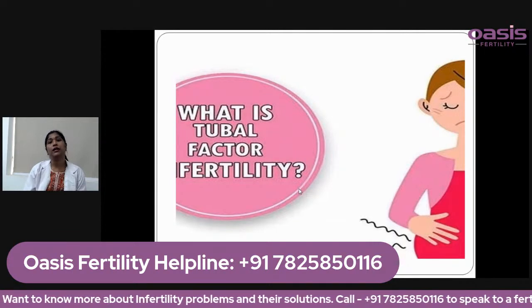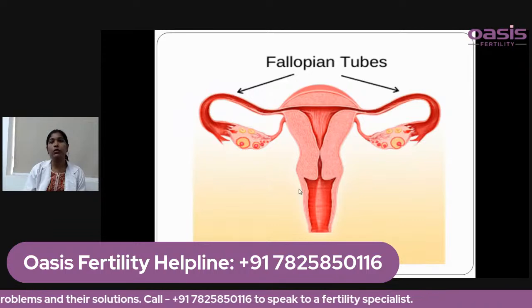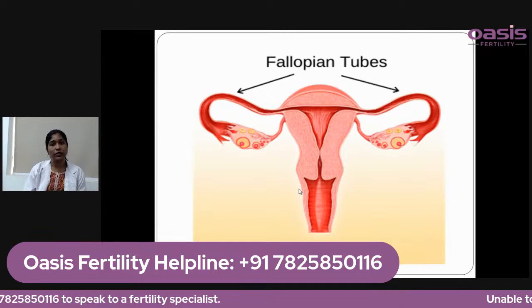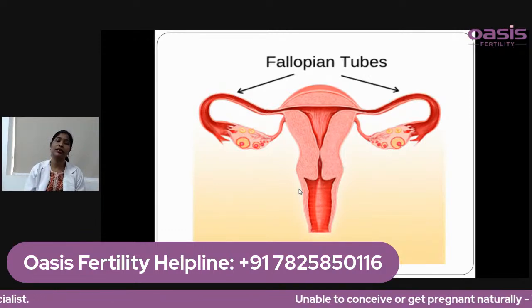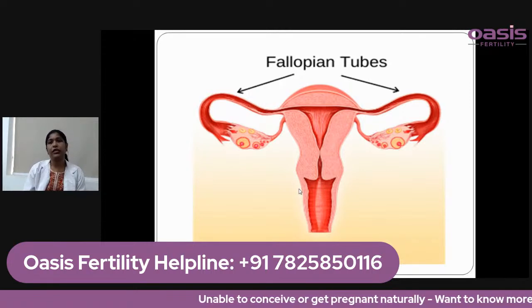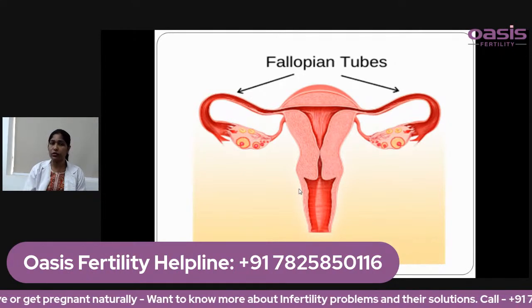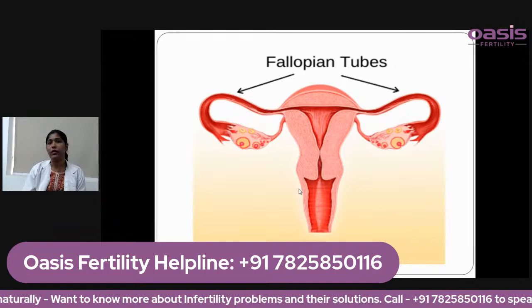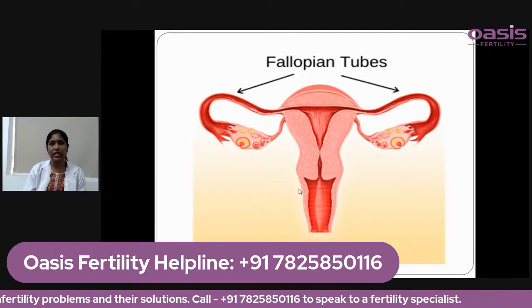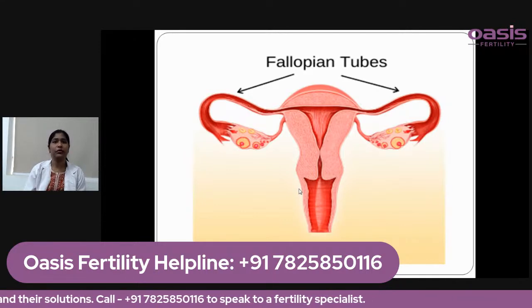Before we come to know what tubal factor infertility is, I think it is very important for us to understand what a normal fallopian tube is and what the function of the fallopian tube is, for you to better understand tube related infertility. So fallopian tubes are two thin, slender tubes which are present on either side of the uterus. On one end, the fallopian tubes are connected to the uterus, and on the other end, they are free, closer to the ovaries.